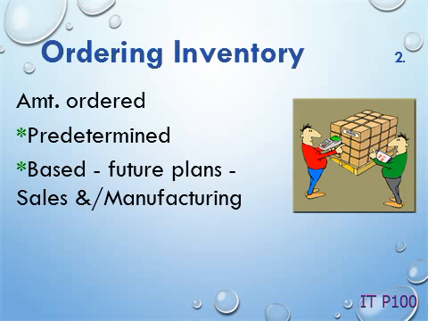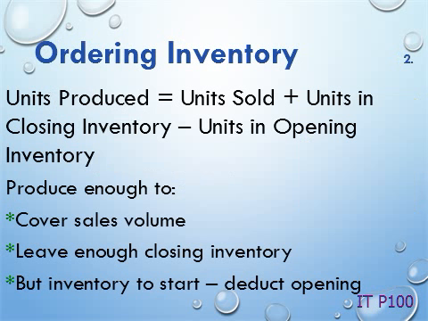2. When materials need to be ordered, the amount to be ordered will either be a predetermined amount by the business, or based on the future plans of sales and/or manufacturing of the business. The formula for inventory is: the units produced equals the units sold plus the units in closing inventory less the units in opening inventory.